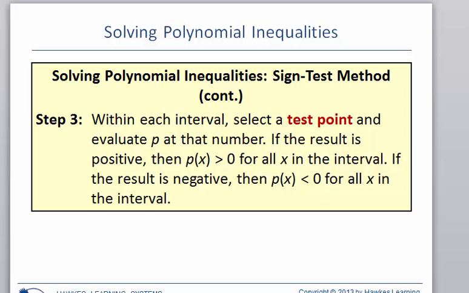Okay, so step 3. Within each interval, we're going to select a test point and evaluate our function at that number. If the result is positive, then our function is positive for all x in the interval. If the result is negative, then our function is negative for all x in the interval. Okay, so let's work on this.